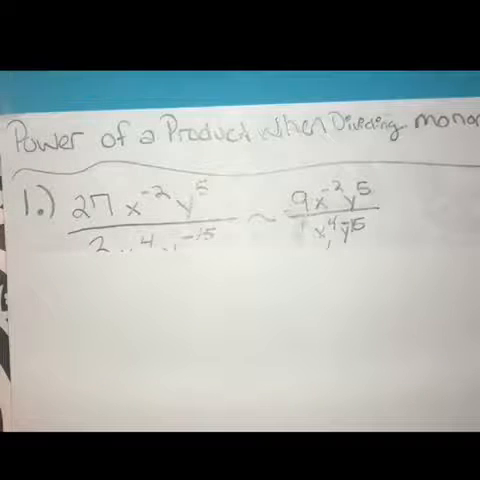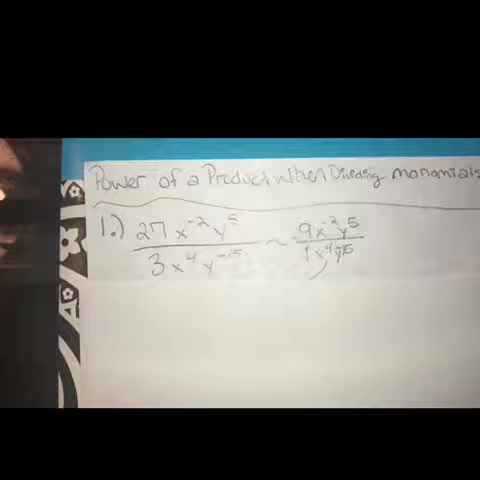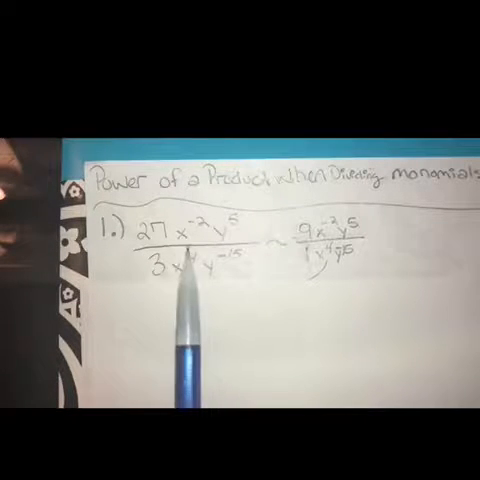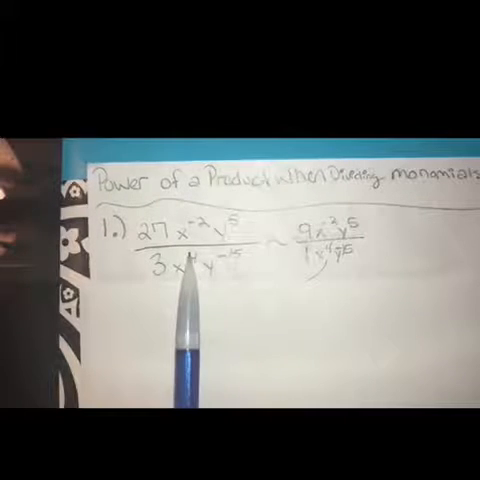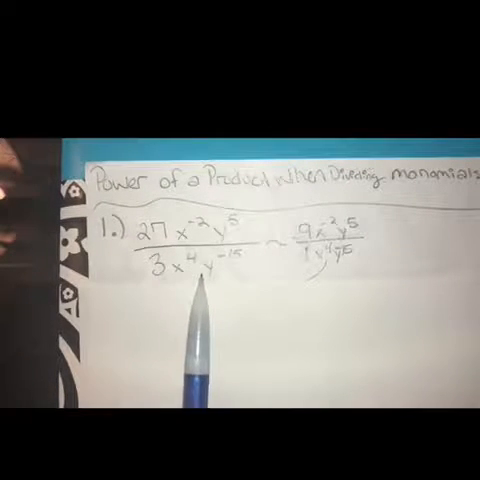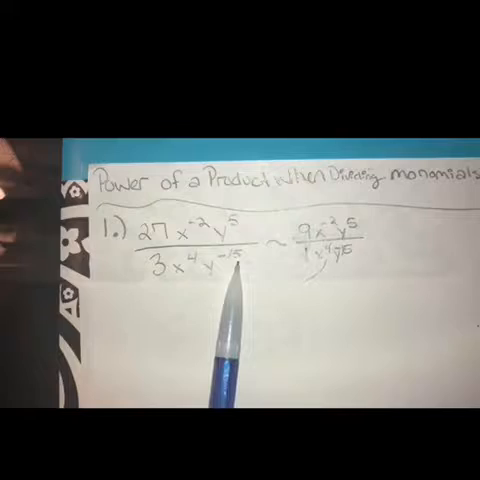In this video, I'm going to show you how to use power of a product when dividing monomials by monomials along with negative exponents. Okay, so our first problem is 27x to the negative second power y to the fifth power over 3x to the fourth power y to the negative 15th power.